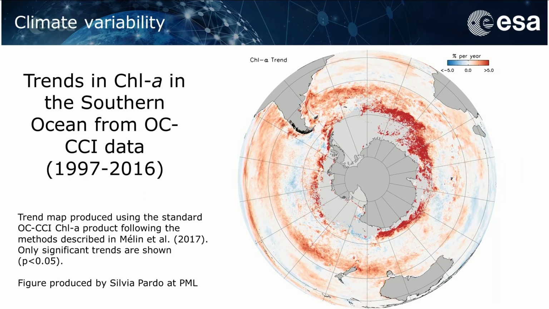Also, this is an example from our OC-CCI data set in the Southern Ocean. So this is the trend in chlorophyll from, it's actually slightly longer, from 1997 to 2016. This was produced by a colleague at PML. And what we're seeing generally in the Southern Ocean is increases in chlorophyll concentration.